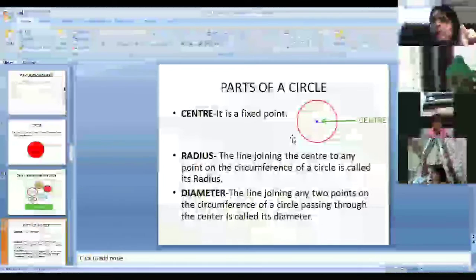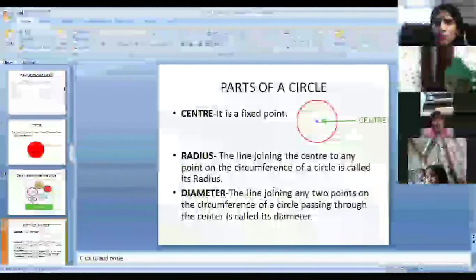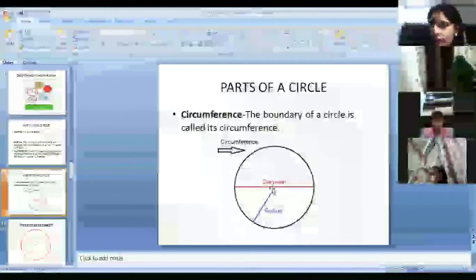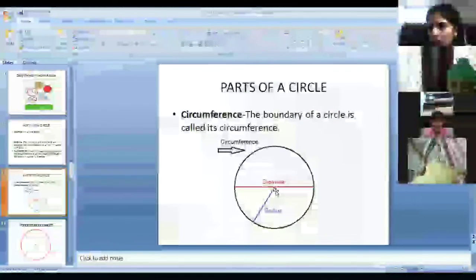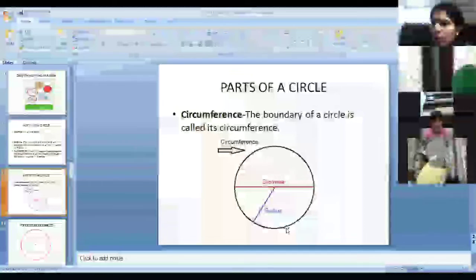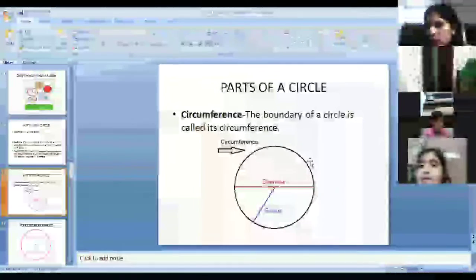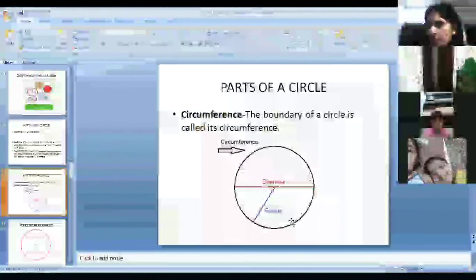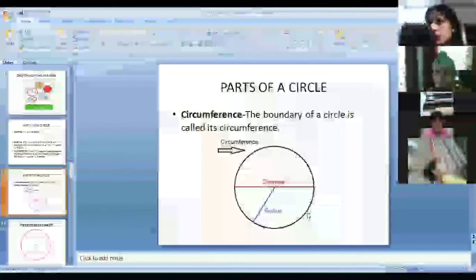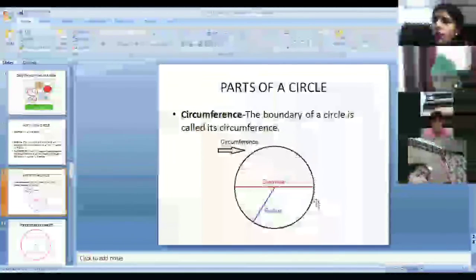Okay. Then what do we mean by the radius of a circle? Let me show you another slide. This blue one is the line joining the center of the circle to any point on the circumference. Now what do we mean by circumference? Children, can you see a boundary here? This black boundary where I am moving my cursor, this black boundary of a circle is known as its circumference. What do we call it? We call it a circumference.